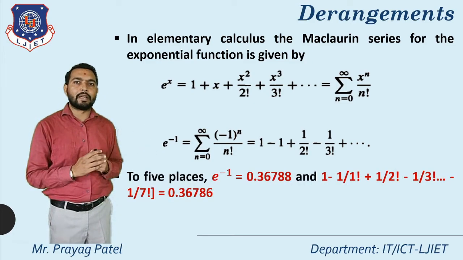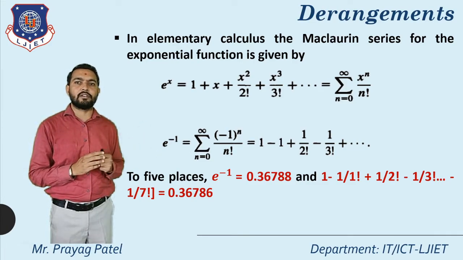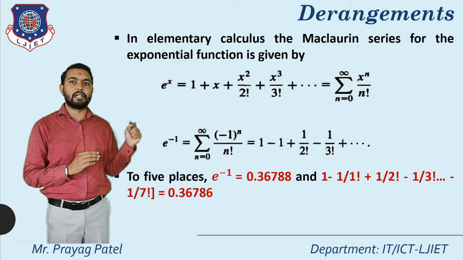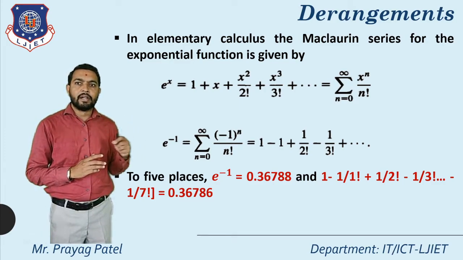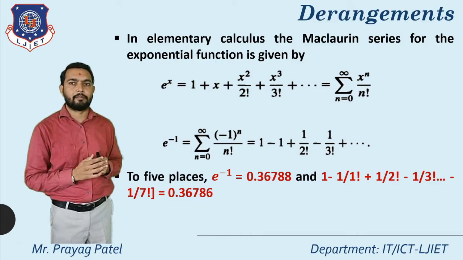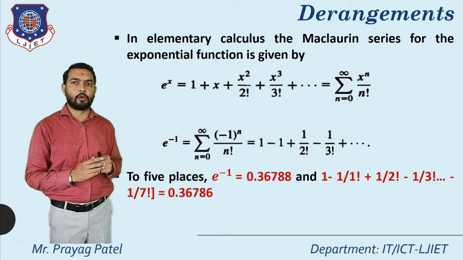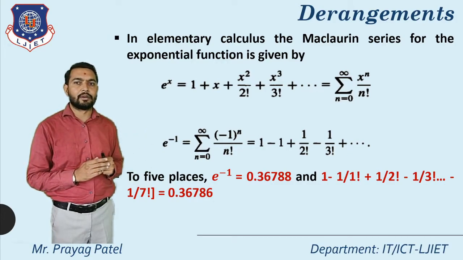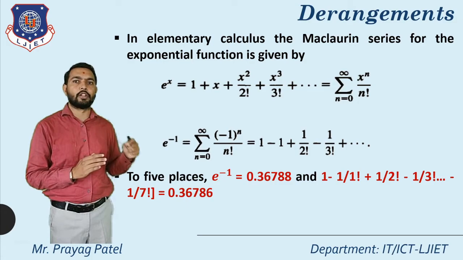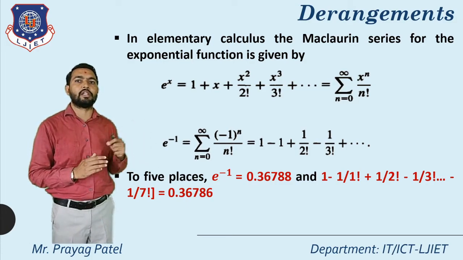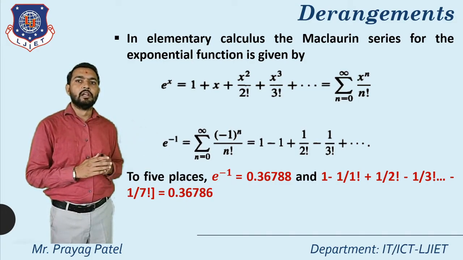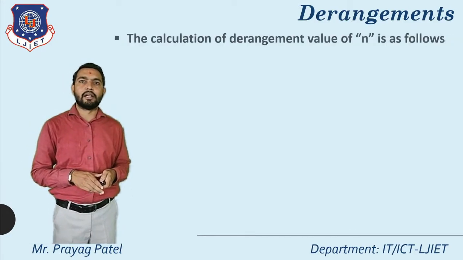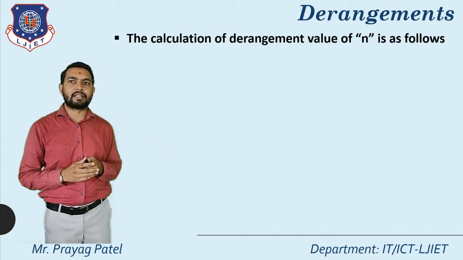Now if we consider this equation to 5 places, then e raised to -1 is equal to 0.36788. Now if we use this sequence for 7 terms, then our result is 0.36786. So there is a minor change here. So we can say that the value of e raised to -1 is approximately 0.36788 or 0.36786. Now let us understand this using some examples.